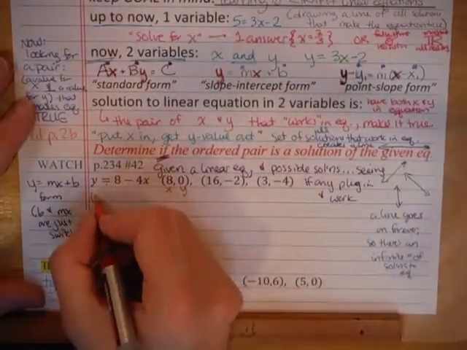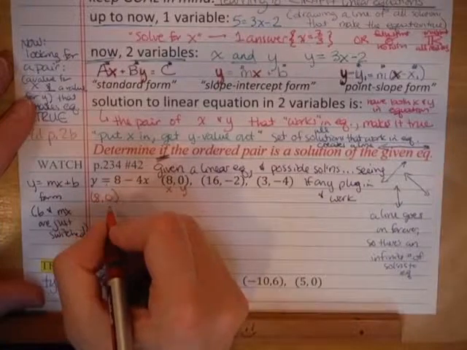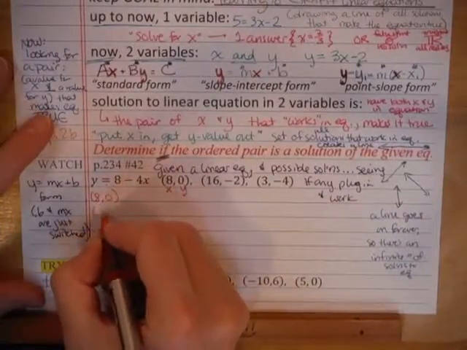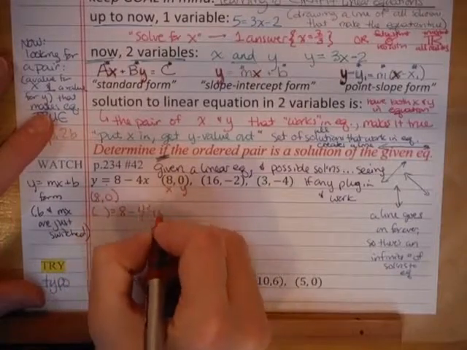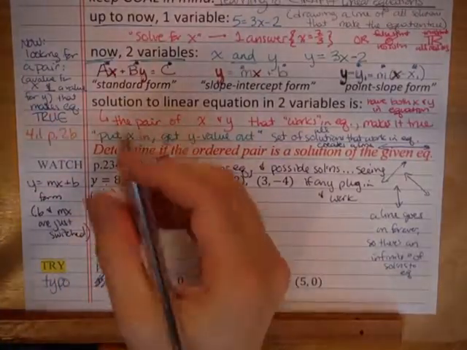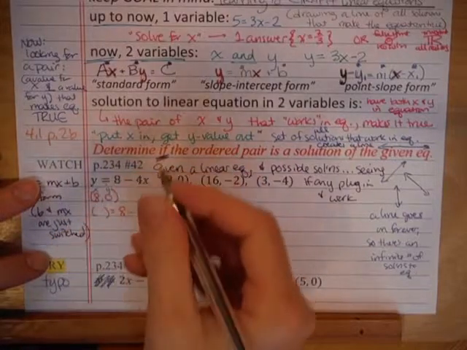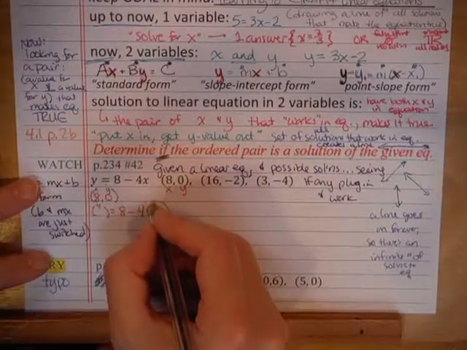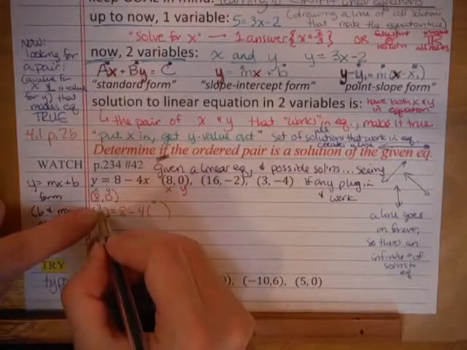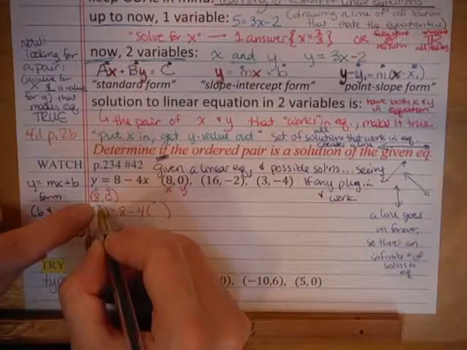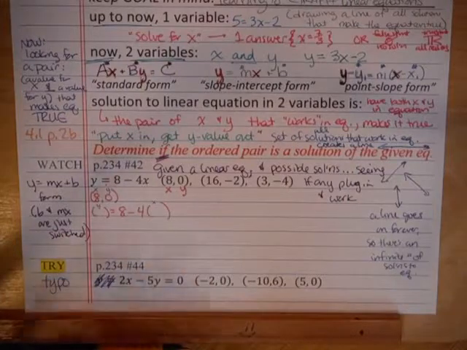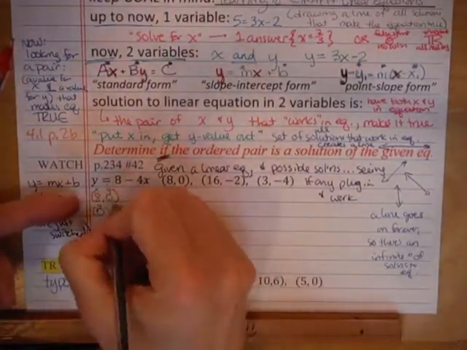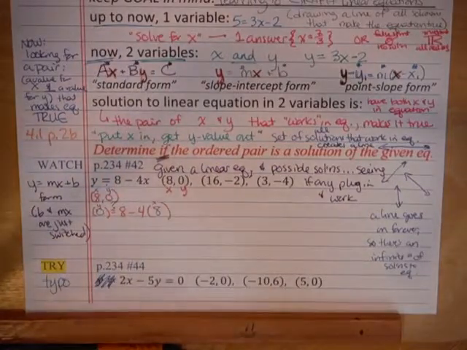We're looking at 8, 0. 8 is x, 0 is y. I've got the equation y equals 8 minus 4 times x. Okay? So I'm going to put in 8 for your x and 0 for your y. So instead of y, I'm going to put in 0. And instead of x, I'm going to put in 8. And I'm going to see if this makes a true statement here.